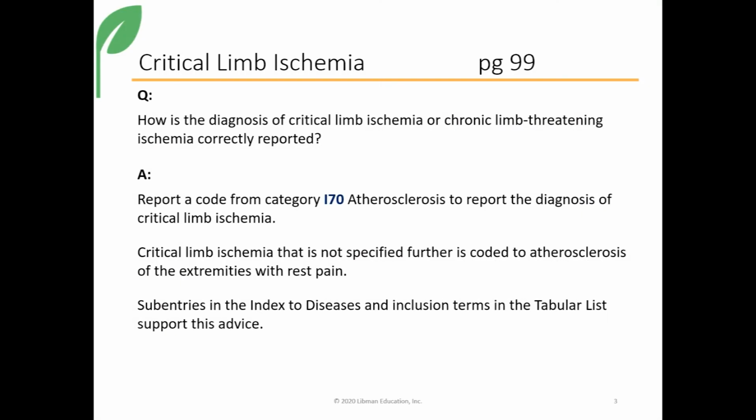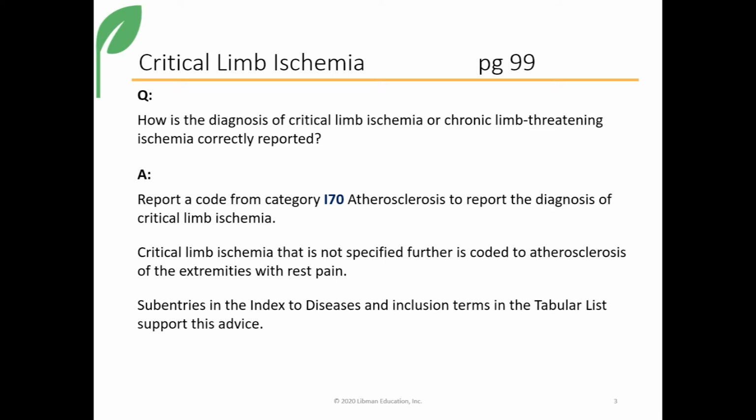This next question and answer is intended to highlight improvements to the index and tabular list that allow the reporting of the diagnosis of critical limb ischemia, a diagnosis that could not be found in the codebook until these changes were made effective October 1st, 2020. Our question asks, how is the diagnosis of critical limb ischemia or chronic limb-threatening ischemia correctly reported in ICD-10-CM?